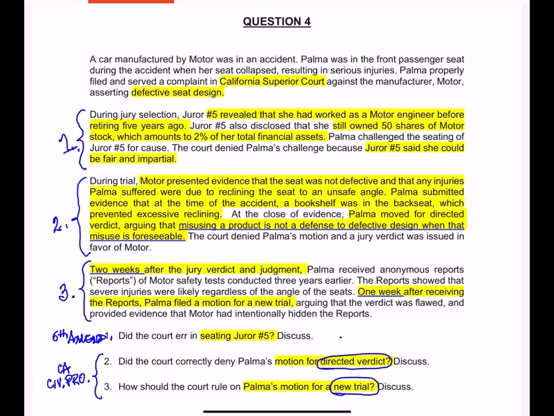So look at how nasty that is. They gave you grounds for her motion for a new trial, but then they told you that she had missed the time limit. So the court should rule against her in the motion for a new trial. They should deny that motion.